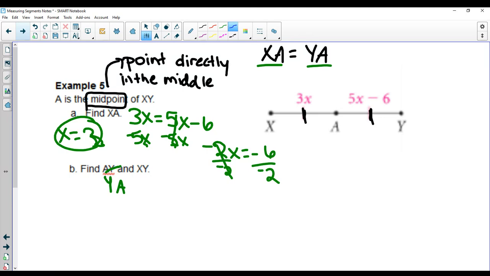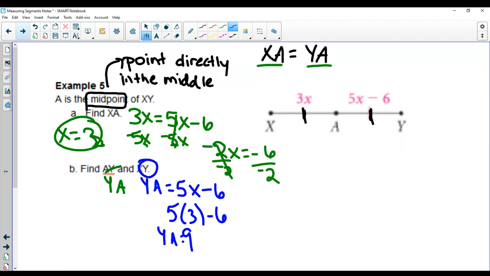Well, we found what x is going to be, and YA is 5x minus 6. Well, I have an answer for x. Let's just plug it in. So 5 times 3 minus 6. 5 times 3 is 15. 15 minus 6 is 9. YA is 9. Now, what's XY?